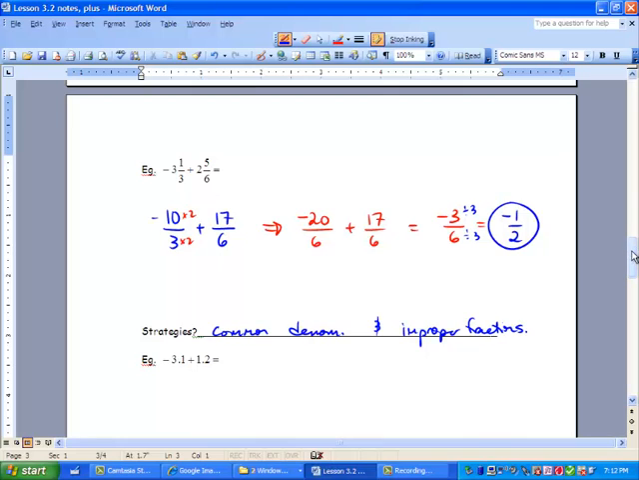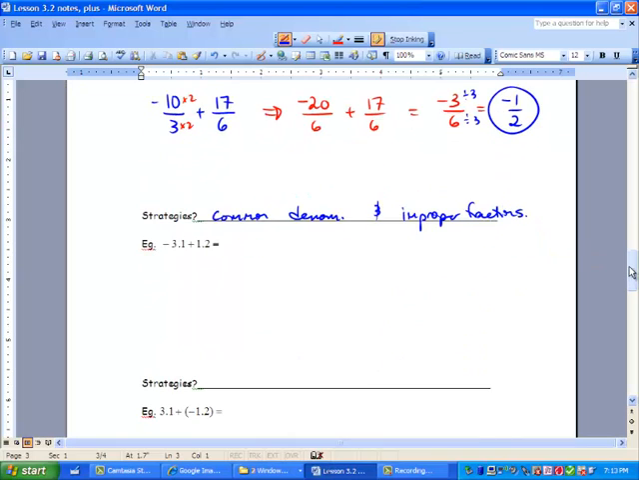All right, let's try one with a decimal. We've got just a couple more examples here. We've got negative 3.1 plus 1.2. We've got to ask ourselves, is our answer going to be negative or positive? Which number is bigger, negative 3.1 or 1.2? It's going to be negative.